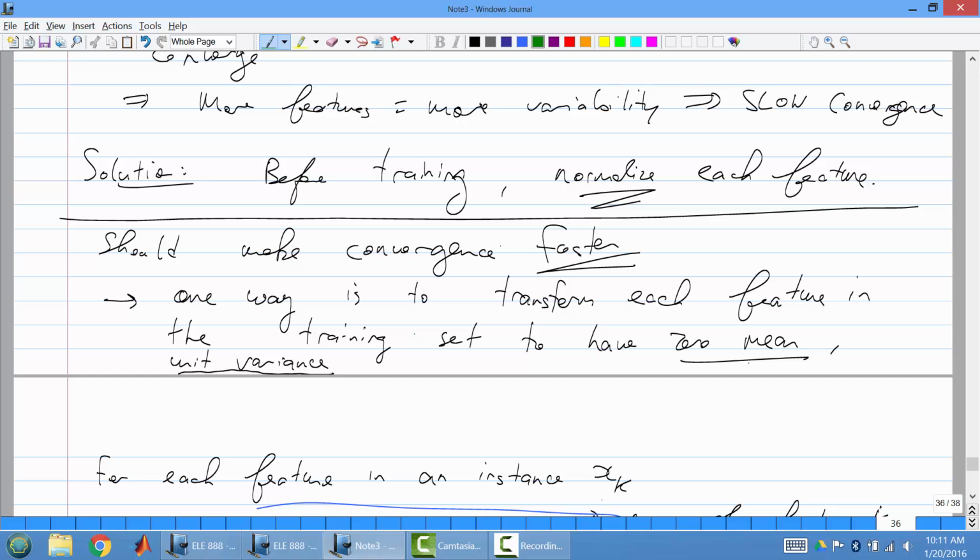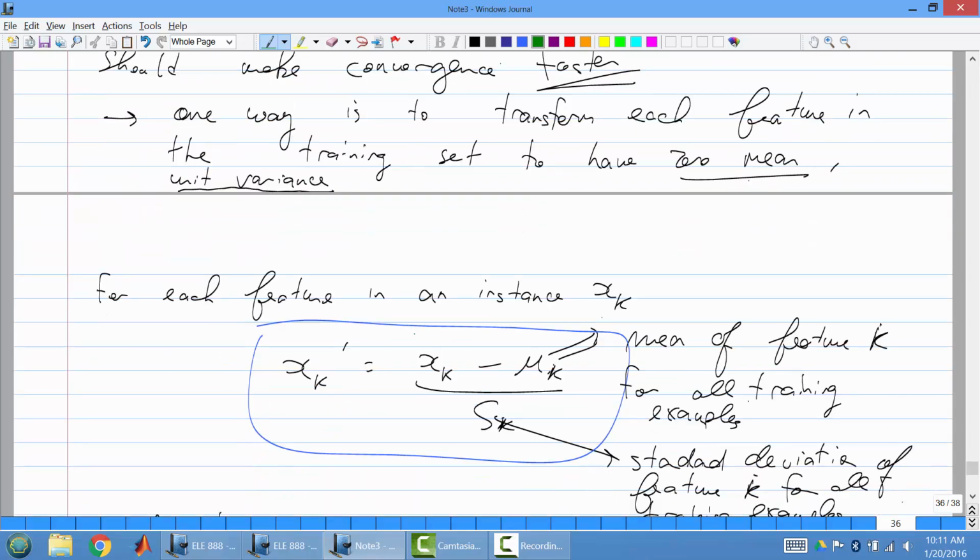Mean and variance is stuff that you've seen in probability. All right, but I won't ask you to compute it. You're going to use MATLAB to do that. Okay, so basically for each feature in your training data set, what you're going to do is first compute the mean and the standard deviation of that particular feature. So for example, if you have 10 examples, for the first feature, you calculate the average of the first feature and also the standard deviation of that feature.